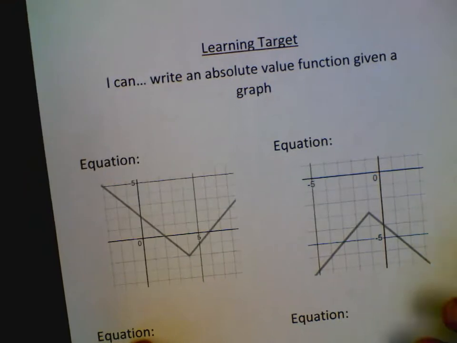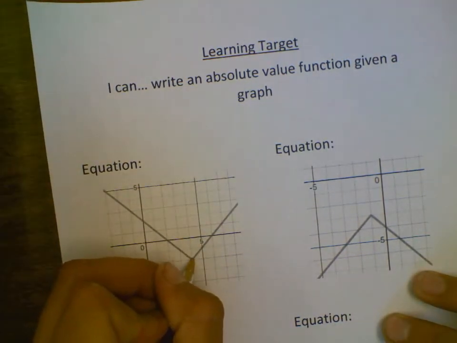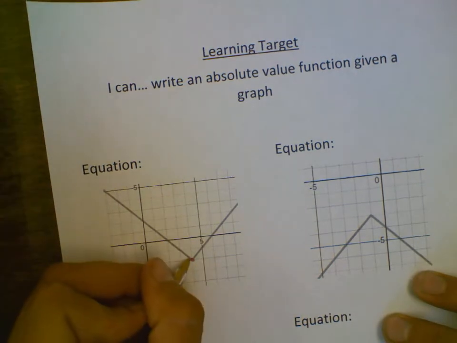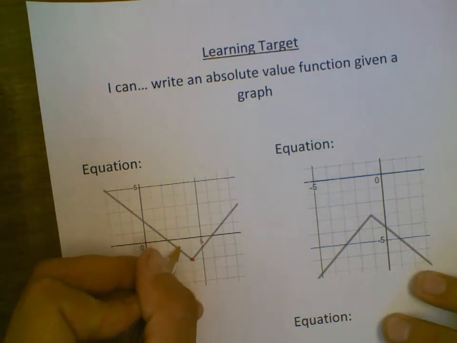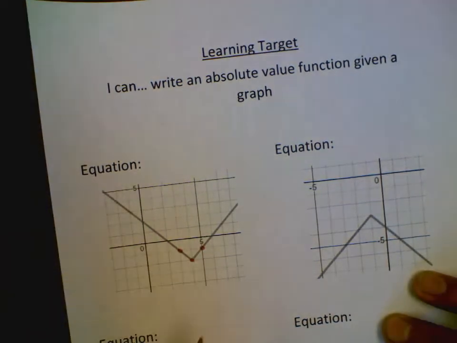So when I'm looking at this first graph here, what I want to do is label the vertex point here at the bottom. And then I want to follow the line and see where it hits where the grid lines meet. And I want to put a point there on both sides. Okay, so I want to label or darken in the 3 points.